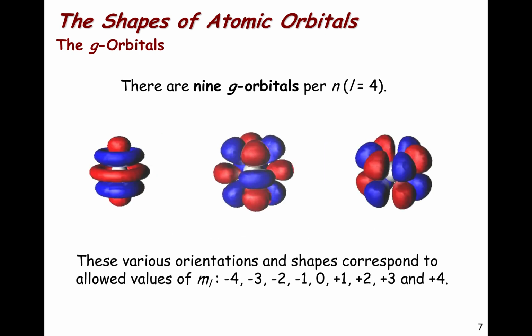Likewise, I'm not going to require that you know the shapes of the g orbitals. This would correspond to the L equals 4, and there will be a total of 9 of these m sub l possible values. There is, in fact, no stable element with ground states that have g-type orbitals. But it is possible to have excited states that involve the g orbitals.